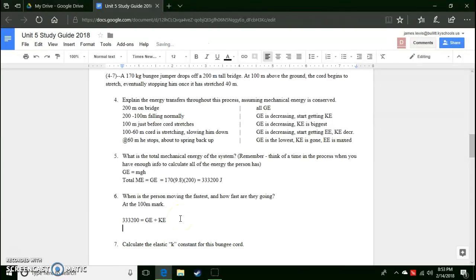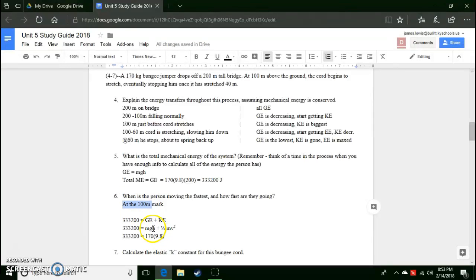So like I was saying, 333,200 equals mgh plus a half mv squared. All right, so 333,200. Let's plug in all the information that I know. So again, mass is 170. We knew that from before. G is 9.8 still. Now at this point, remember, we're at the 100 meter mark now. So that height in the gravitational energy is going to be 100, plus a half. M is 170 still. And then v squared we don't know.